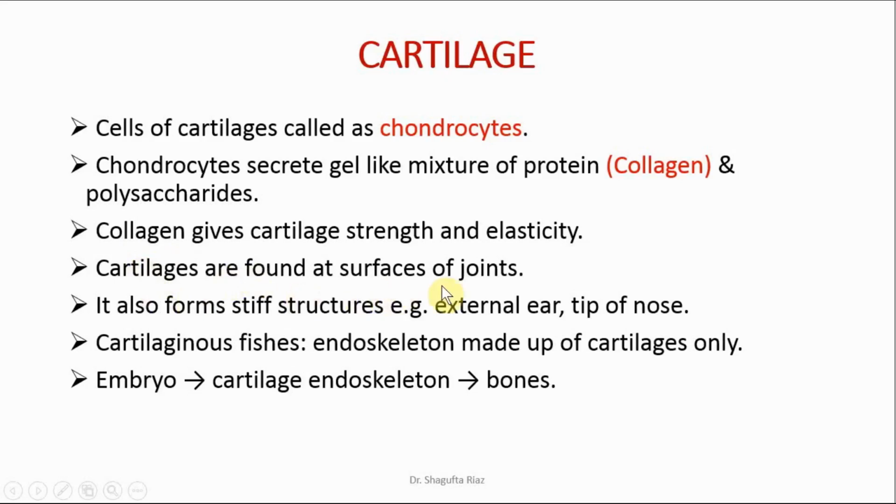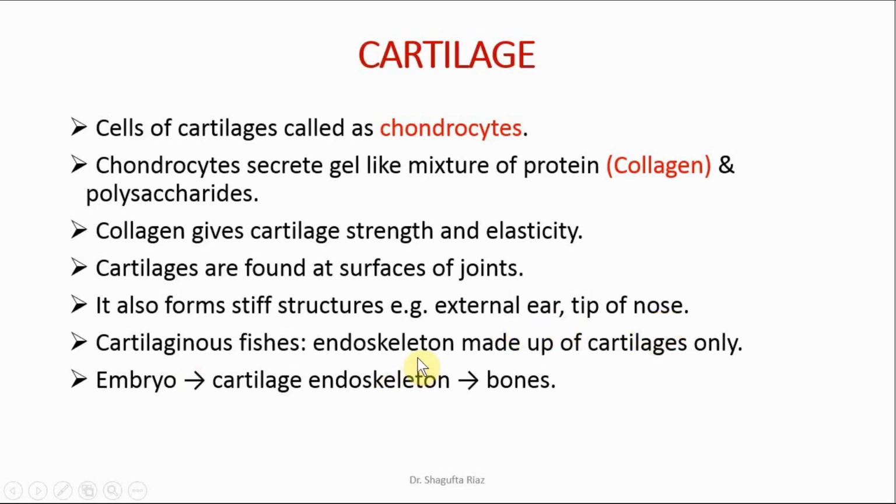Cartilages are found at surfaces of joints. We will discuss it in detail when we discuss joints. It also forms stiff structures, a little bit harder structures. The examples of these structures are the external ear and the tip of our nose. Both these structures are soft structures.